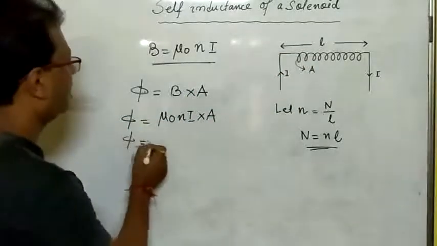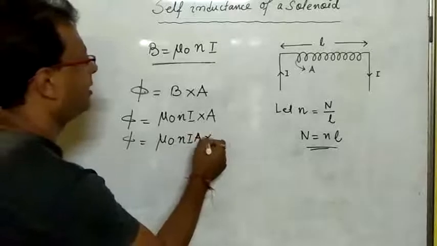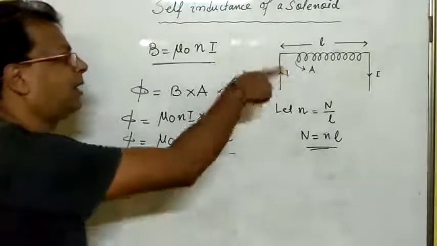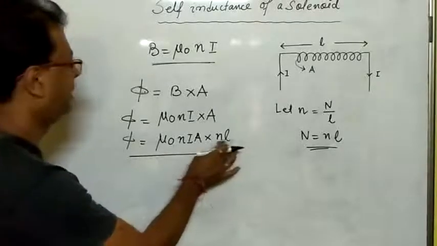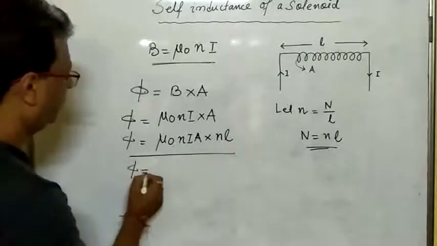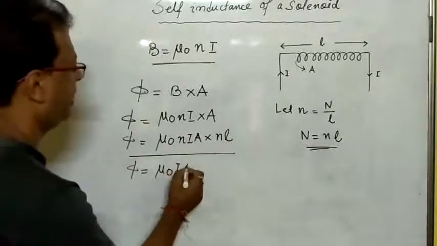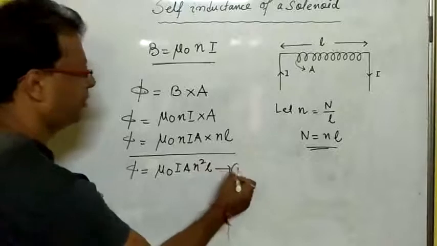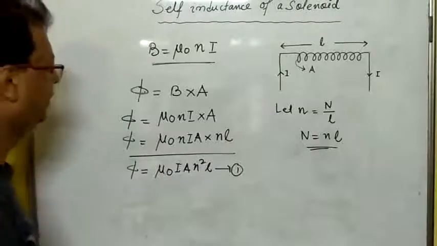Now, what is the flux for the entire coil? It is mu naught n I into A into nL. If you multiply the flux of one turn by nL, this will be the flux for all the turns of the coil. So we can write that flux phi is equal to mu naught I A n squared L. This is equation number 1, the flux for all the turns of the coil.